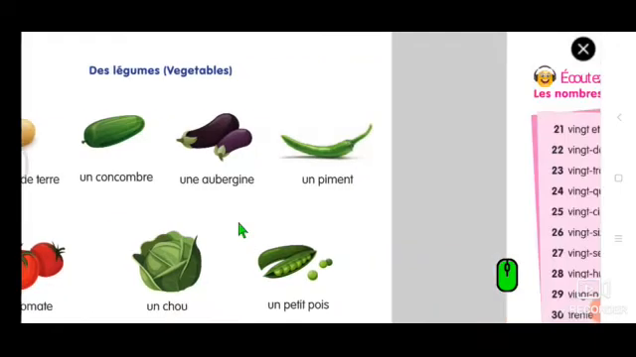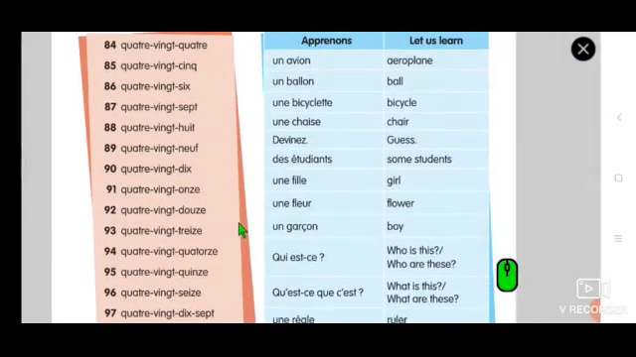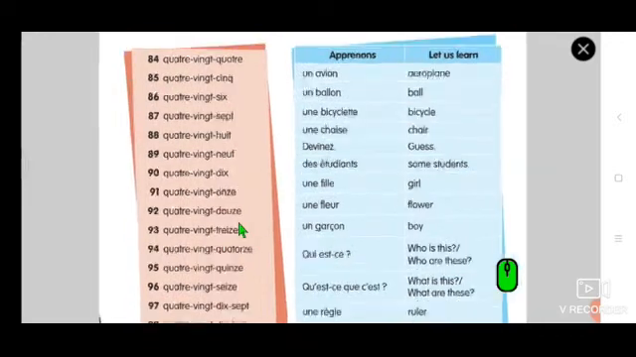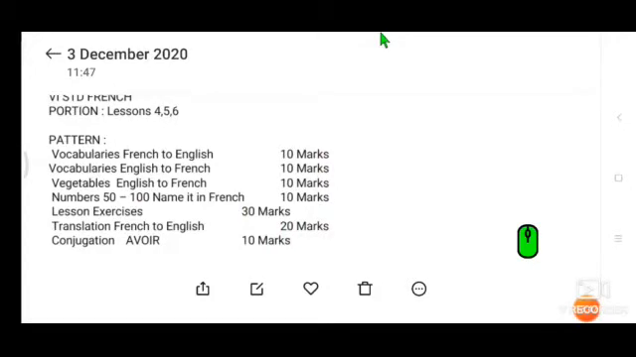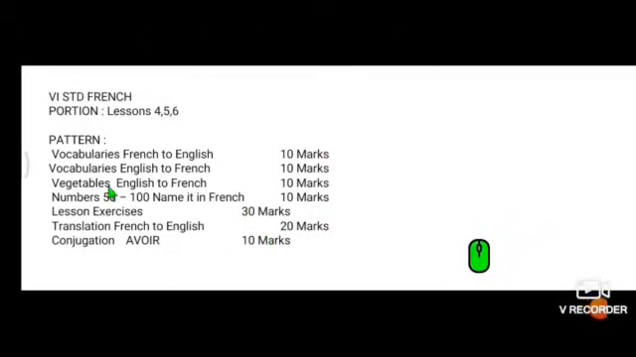Fine, I think now we can go for lesson 4 vocabularies. Please take lesson 4 vocabularies. Okay, this is a small recap. So far we have revised numbers and vegetables, 20 marks. Now we are going to revise another 20 marks, that is vocabularies from lessons 4, 5 and 6. Lesson 5 has only 5 vocabularies, so we will concentrate on lesson 4 and lesson 6 first, and if there is time we will go for lesson 5.